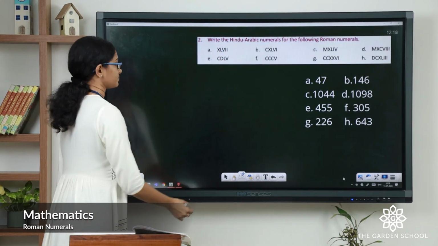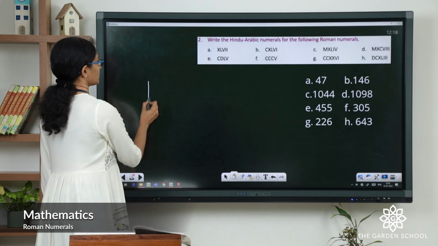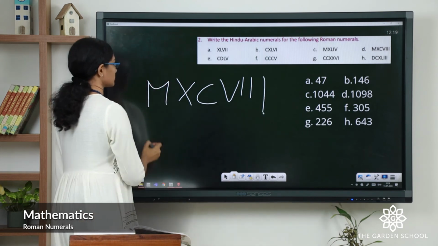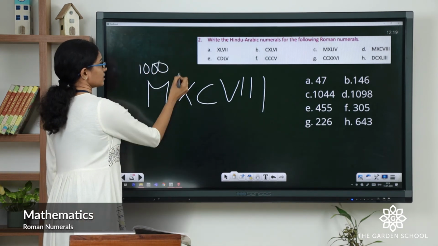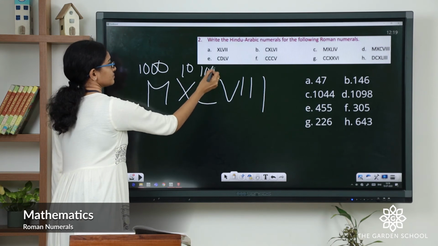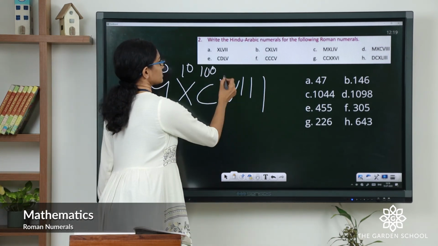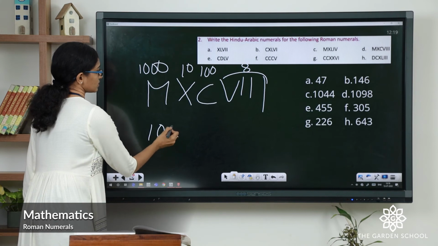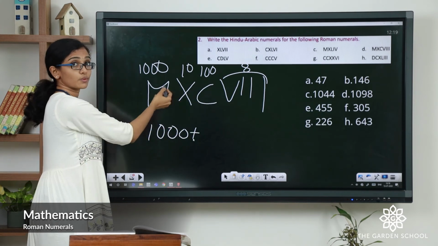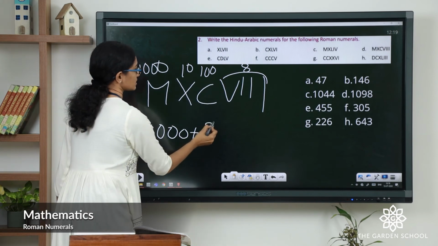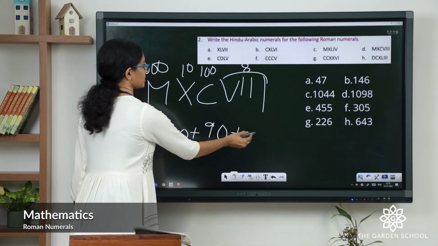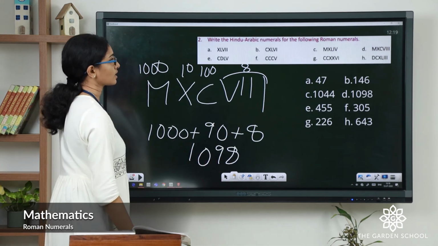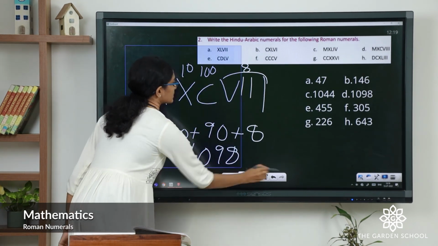Now the next one. M, X, C, and then 8. It's 1000. X is 10. This is 100. This is 8. So 1000 plus 100, X and C, smaller, bigger. So 100 minus 10 is 90 plus 8. So the answer is 1098.